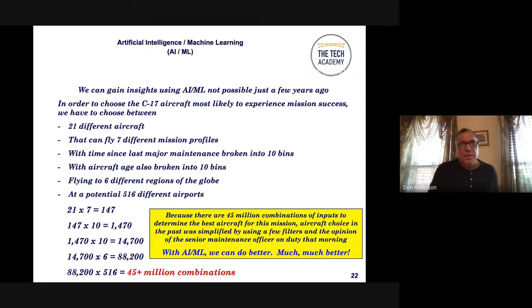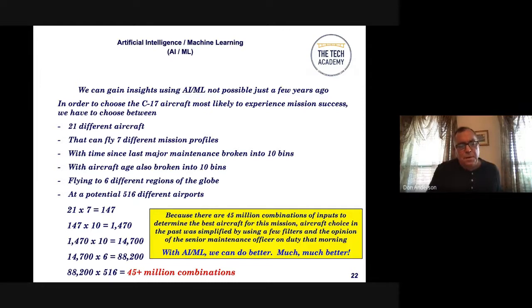In the past, we just got a list of airplanes that were essentially not broken that morning. And of those 21 airplanes, the senior maintenance officer on duty that day would say, I think we should pick these 3 airplanes because in the past they've performed very well. Well, that's not the best way to do things, because airplanes that performed well in the past may be getting older, maybe are coming up in terms of they need an inspection, or maybe it's time for an engine change, things like that.